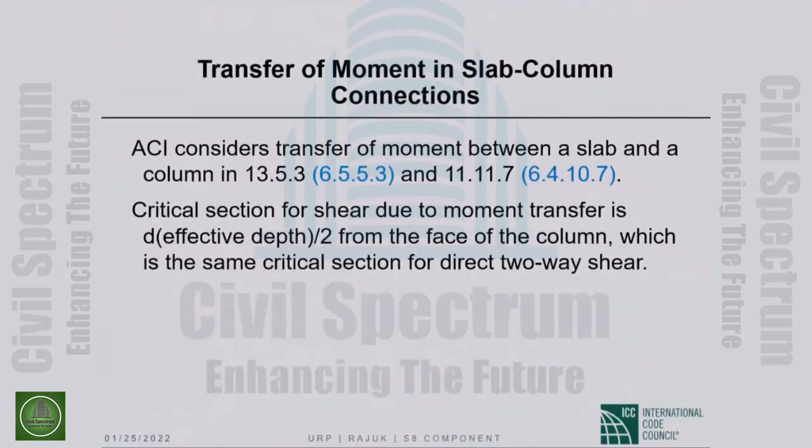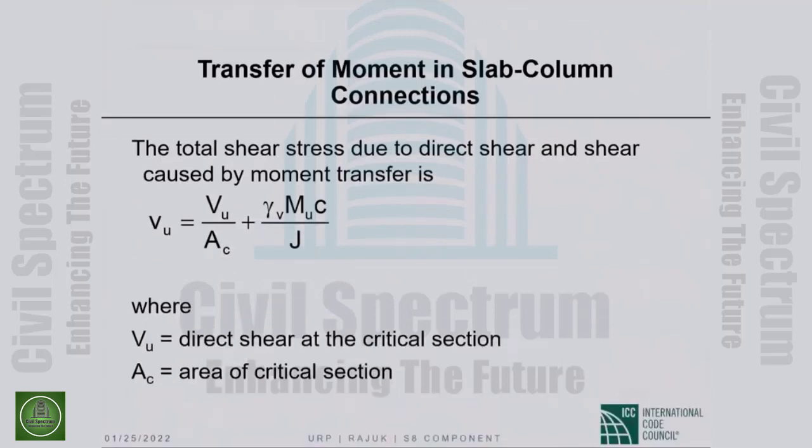Now comes the big topic of transfer of moment in slab-column connections. ACI considers transfer of moment between a slab and a column. The critical section for shear due to moment transfer is d over 2 from the face of the column, which is the same critical section for direct two-way shear. So there is no difference in critical section when you are dealing with direct shear, punching shear, or punching shear due to unbalanced moment transfer.